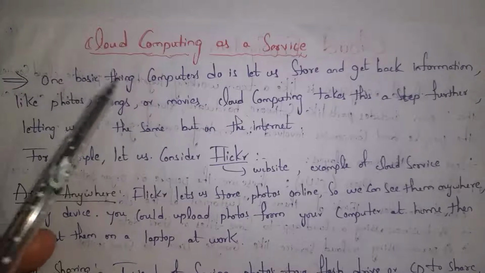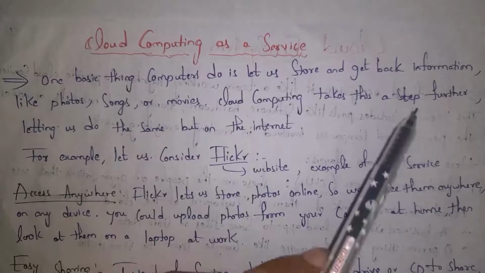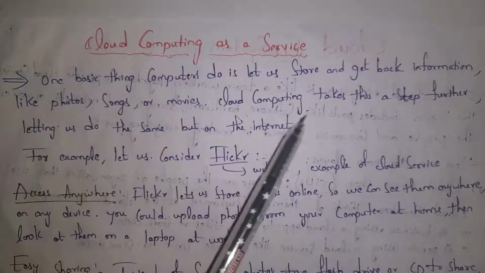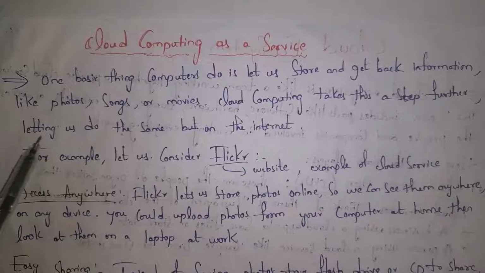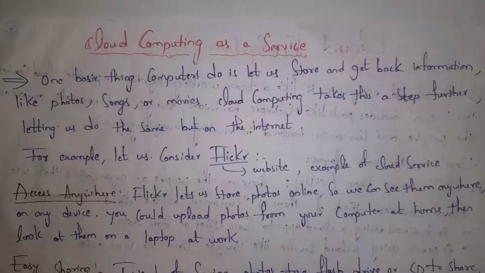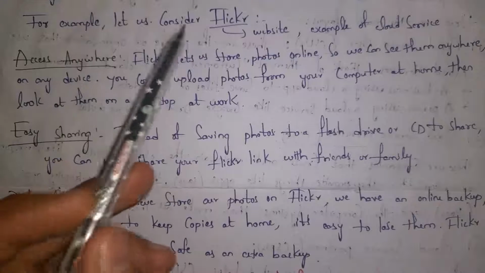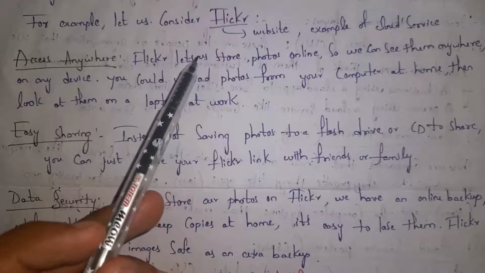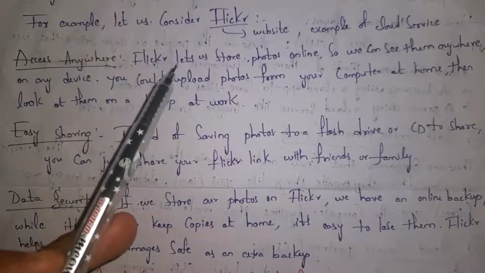One basic thing a computer does is let us store and get back information like photos, songs or movies. Cloud computing takes this a step further, letting us do the same but on the internet. In the same way as a computer, in cloud computing, we can store and access data in the internet itself. Guys, for example, consider the Flickr website. Flickr is a cloud based website. We can store photos online and we can also share those photos.